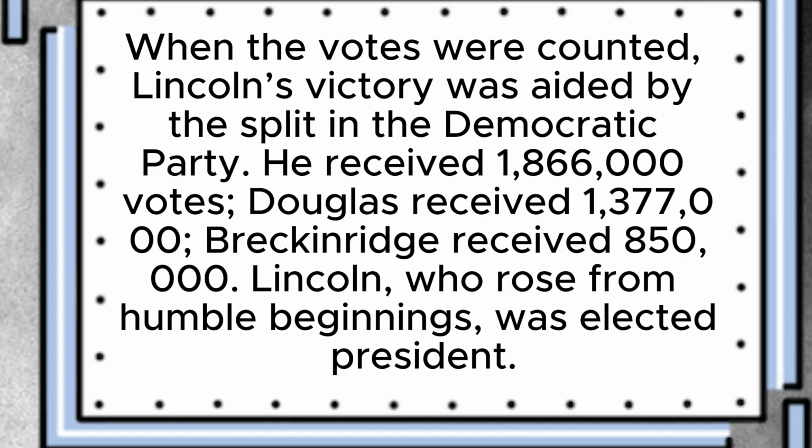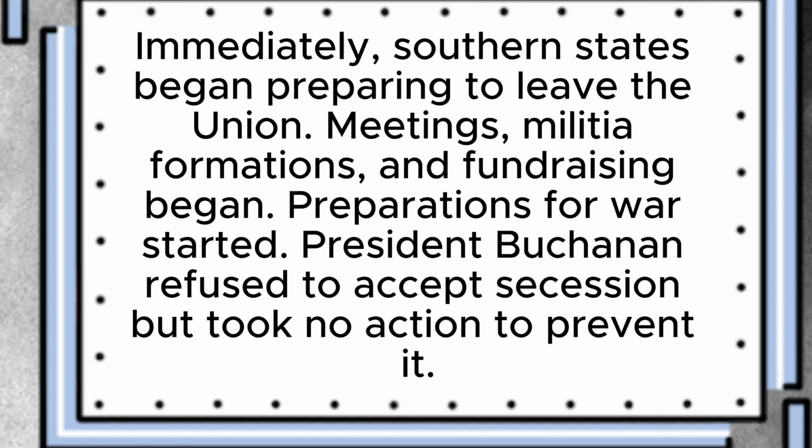He received 1,866,000 votes, Douglas received 1,377,000, Breckinridge received 850,000. Lincoln, who rose from humble beginnings, was elected president. Immediately, Southern states began preparing to leave the Union. Meetings, militia formations, and fundraising began. Preparations for war started. President Buchanan refused to accept secession but took no action to prevent it.